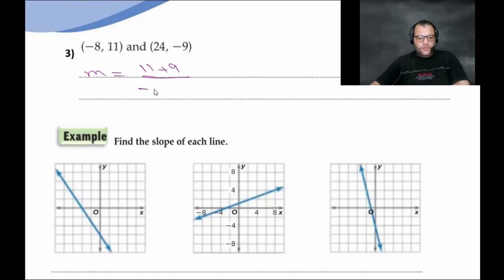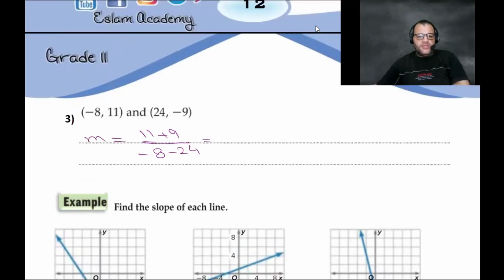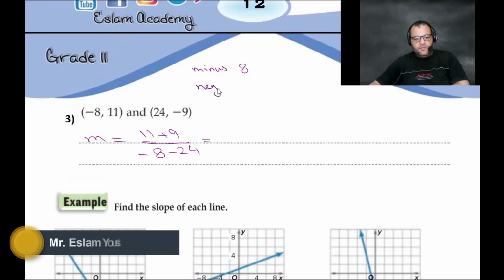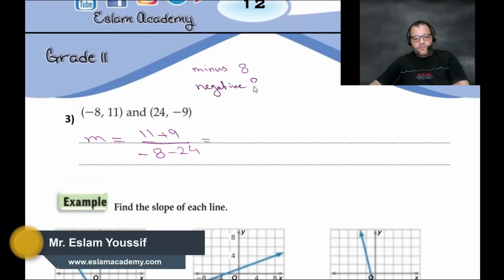Minus 8. Negative 8. Minus negative 24. Minus 2. What is the difference of meaning between minus 8 and negative 8? Minus 8, you mean subtracting 8? Yes. And negative 8 is the value negative 8.